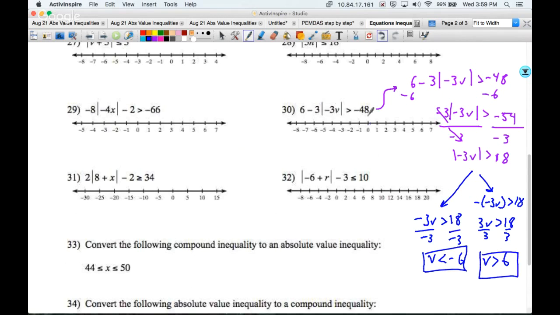Just like that. Let's take this to the graph. I go to -6, make a dot, leave it open, arrow going to the left. Go to +6, make a dot, leave it open, arrow going to the right. This is an OR problem.